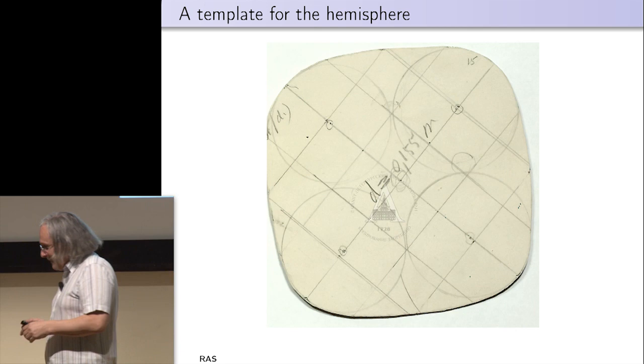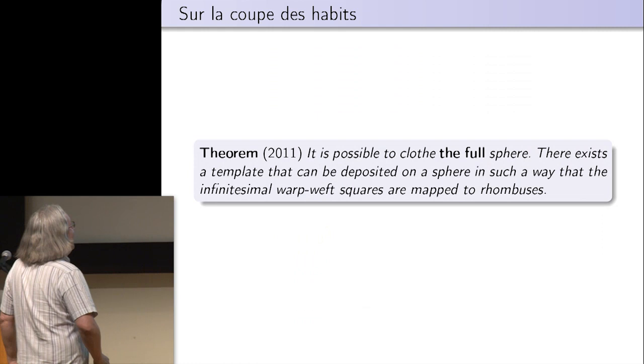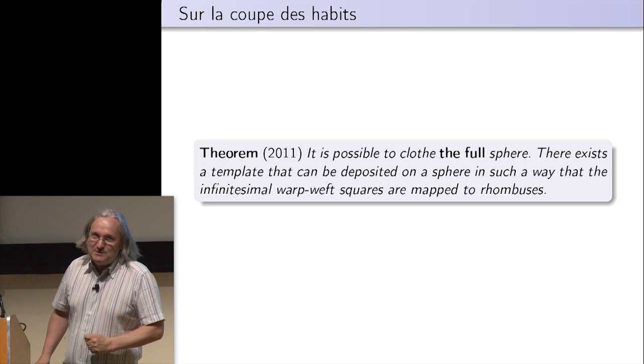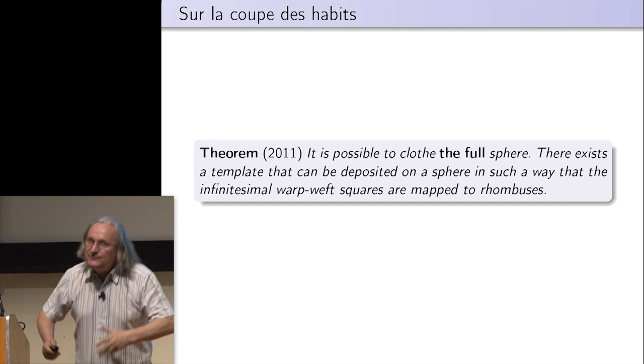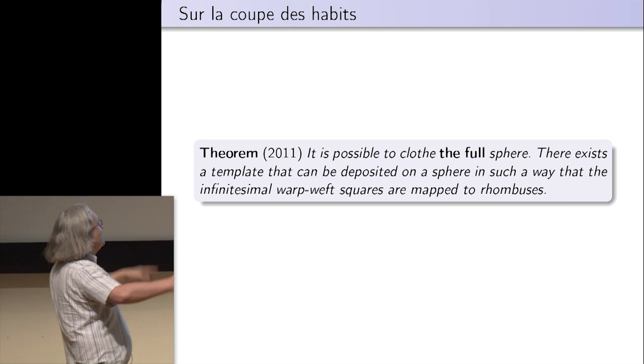And I was so amazed by this theorem that, as any mathematician, when you read a theorem, you want to improve it. So I improved it. So here's my theorem. My theorem is the same, except that I can do twice better than Chebyshev. Chebyshev can cover half the sphere. I can cover the full sphere. So the theorem is that there exists a template that can be deposited on the sphere in such a way that the infinitesimal warp weft squares are mapped to rhombuses.